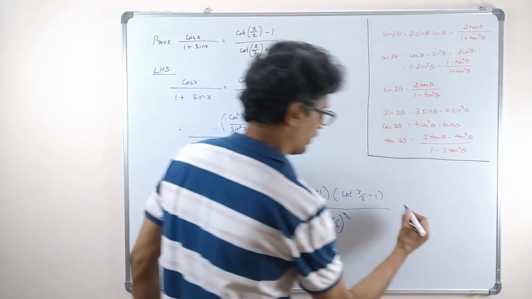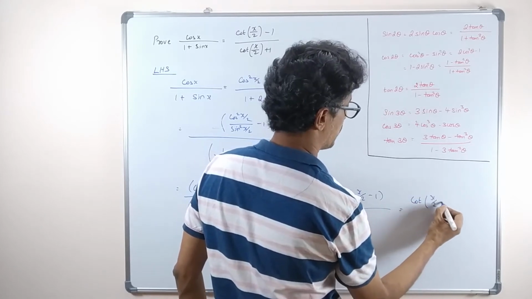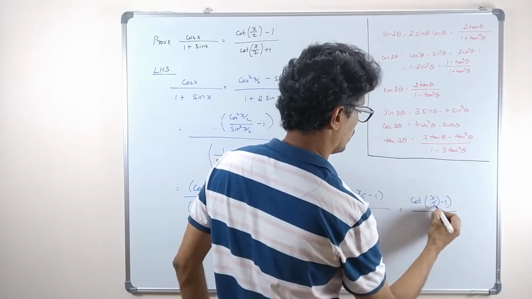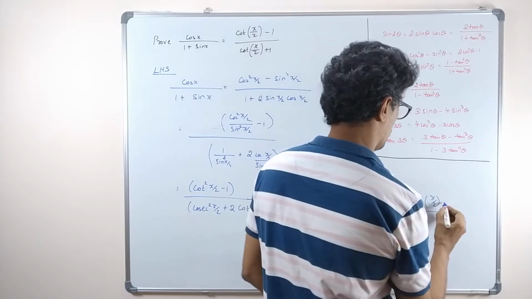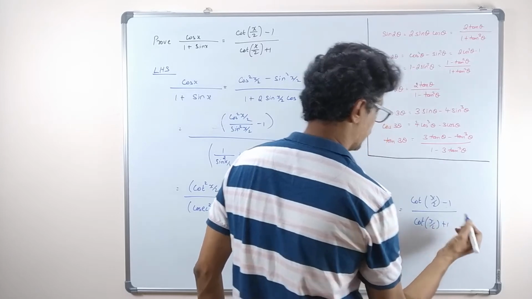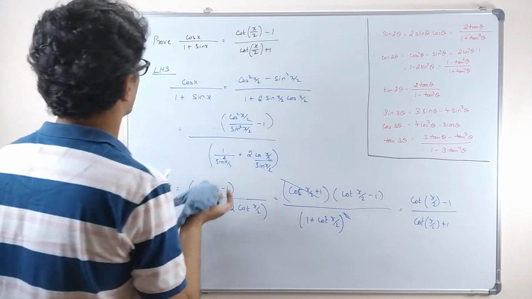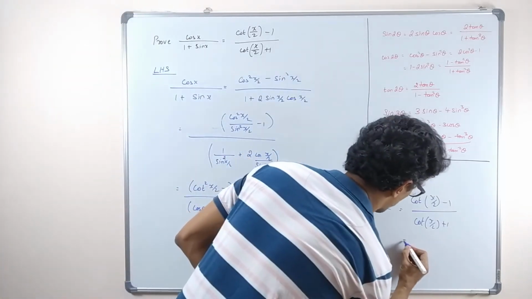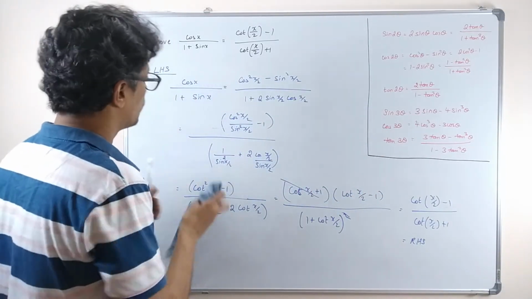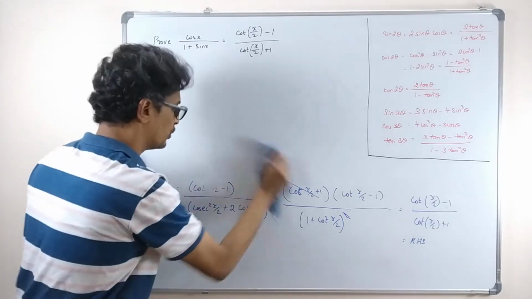So what we are having? Cot x by 2 minus 1 and cot x by 2 plus 1, and hence proved. This is one way. If you want to go the other way, this is equal to RHS and we can prove it, right? This is one method. If you want to go from the RHS to LHS, that will also be simpler.